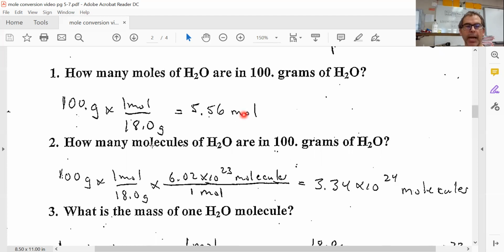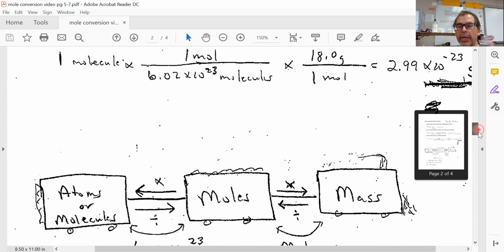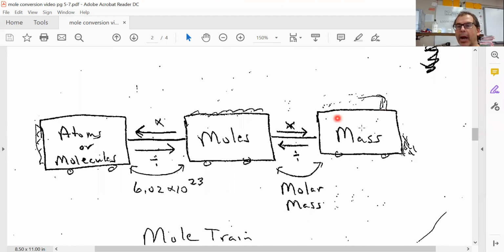The next question says, how many molecules of water are in 100 grams of H2O? So this time, I'm starting here at 100 grams, and I'm trying to find molecules. It looks like I'm going to have to do 2 steps. I'm going to go grams to moles, and then moles to molecules, because that's what we're talking about here. The first step, it looks like I'm going to divide by the molar mass of 18. The next step, I'm going to multiply by 6 times 10 to the 23rd.